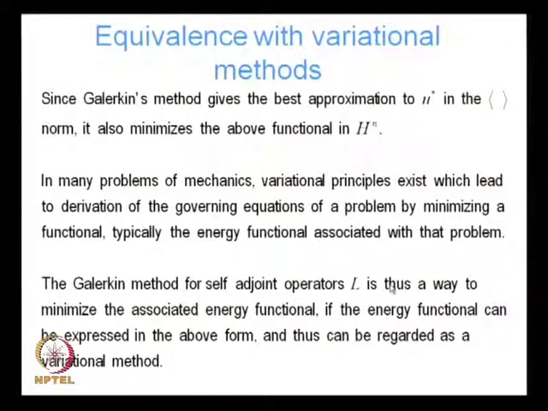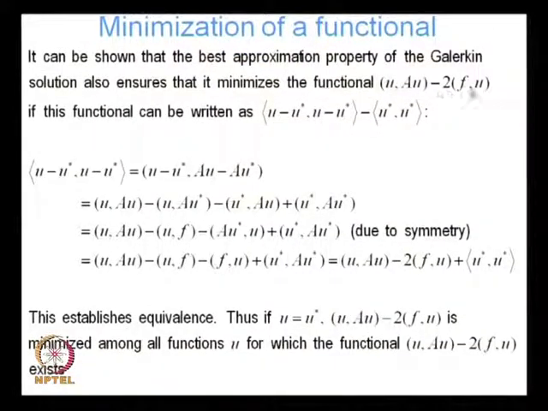So the Galerkin method for self-adjoint operators L is thus a way to minimize the associated energy functional, because when we find the solution using Galerkin's method, we are also minimizing that potential, that functional, right. So when we are solving the problem using Galerkin's method, we are minimizing that potential. If this functional is the energy potential, the energy associated with that problem, I am also minimizing the energy, right.